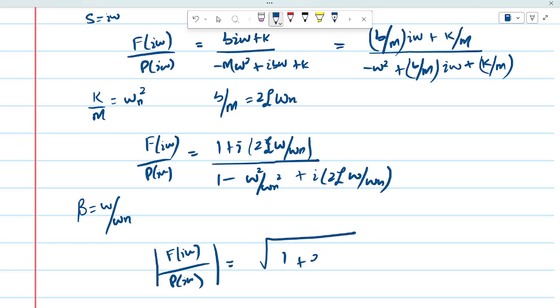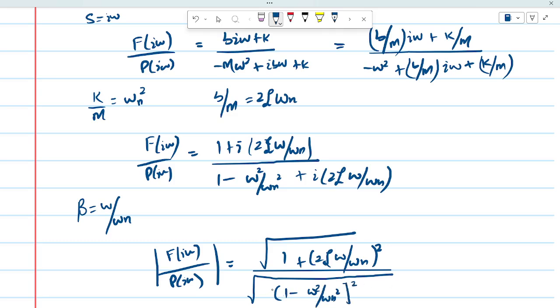1 plus, sorry, 1 plus (2 damping ratio ω over ωn) square divided by, it's (1 minus ω square over ωn square) whole square plus (2 damping ratio ω over ωn) square.